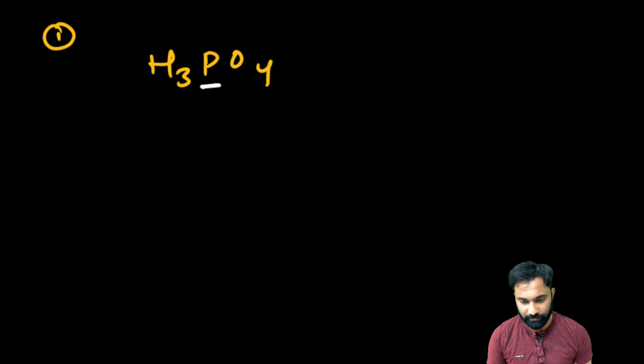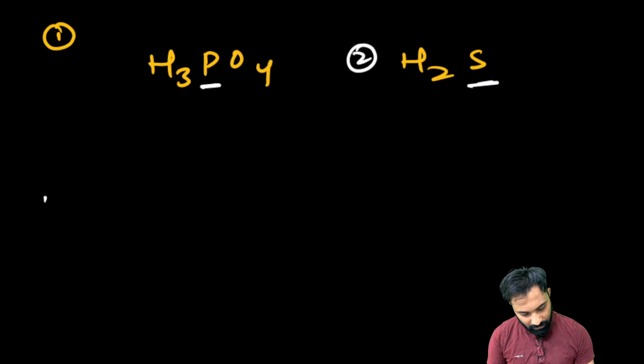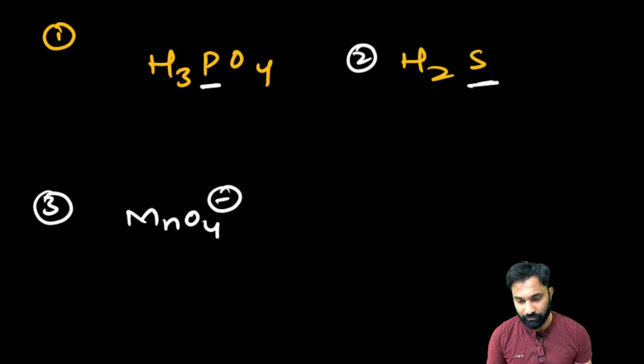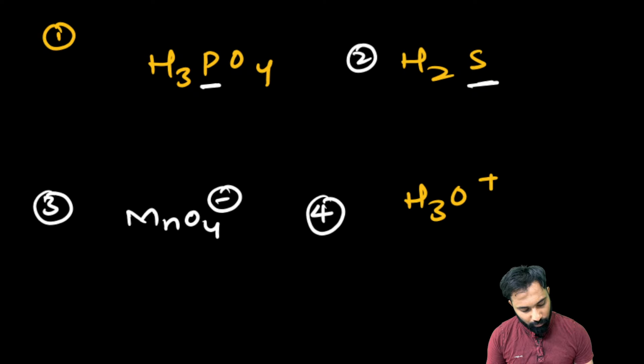Here in the first one, H3PO4. What is the phosphorus oxidation state? And H2S, the sulfur oxidation state. One I will explain, the remaining you have to do, right? Next, the second one, and the third one, MnO4 minus, right? Next, the fourth one, H3O plus, oxygen oxidation number, here the Mn.